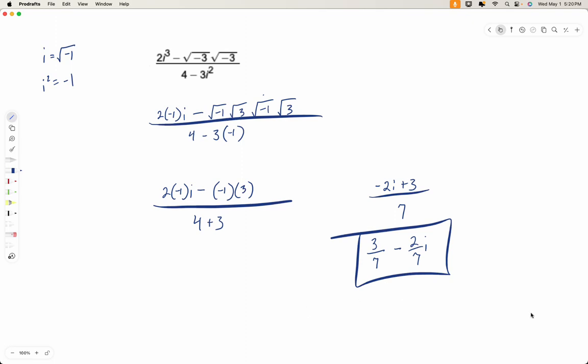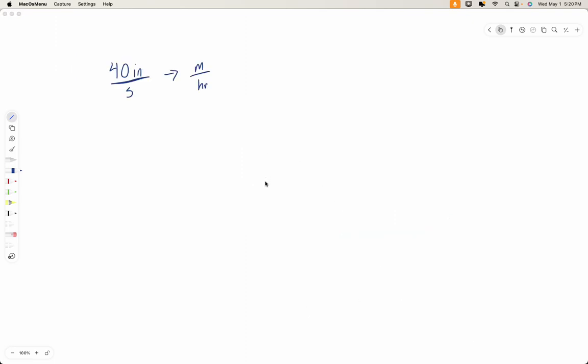All right, so let's do the last one. We're going to take 40 inches per second and turn that into meters per hour. So we start by just saying just that, 40 inches per 1 second. And we're going to multiply. First, we're going to take care of the unit of measure up here, the length unit of measure. So this is our distance. So we're going to want to go to meters.